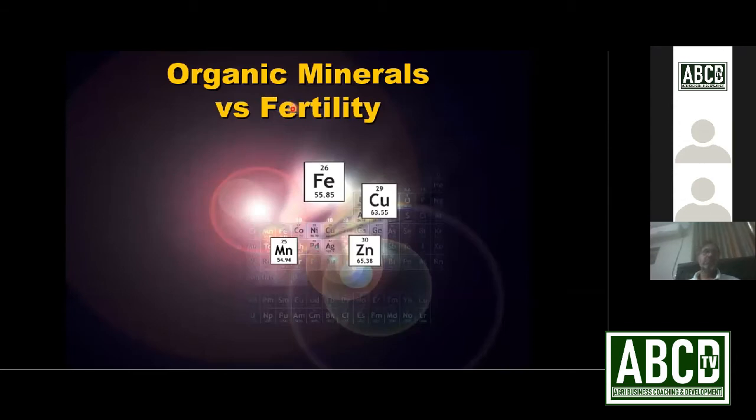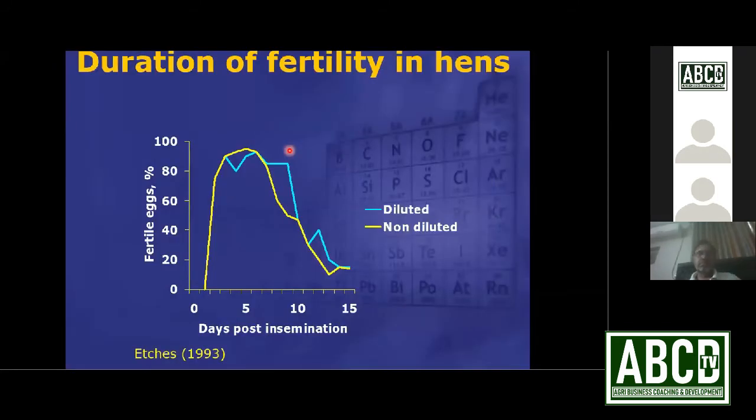What about organic minerals and fertility? The poultry have one quality, one trait that other species do not have. That means it can store the sperm cells in the sperm storage tubule. So all you need is just one fertilization, one artificial insemination, or one fertilization from a rooster into a hen, for you to have from 5 to 7 days of very high fertility here. It doesn't matter if it's diluted or not diluted sperm cells.